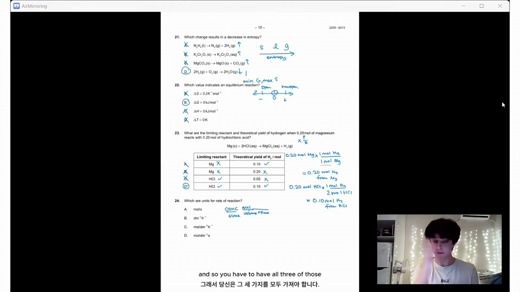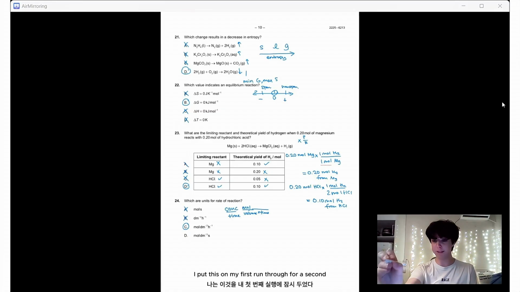And so you have to have all 3 of those, and it has to be in that format. Okay. For the rate of reaction, right? So for A, moles second. 1, there's no volume, so that doesn't make sense. B, there's no moles, so that's also not right. C, moles per decimeters to the negative third, hours to the negative first. And I was like, oh, hours. That's spicy. Okay. That's a time. That's valid. So we're going to say yeah. And then D is moles decimeters to the negative third seconds.